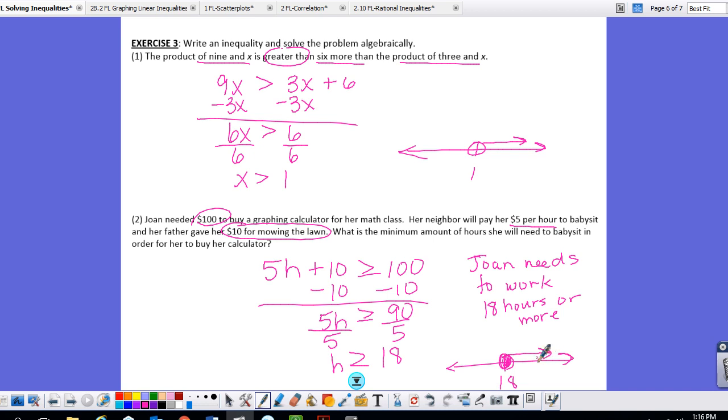So if she works 19 hours, she'll have enough to buy it. If she works 20 hours, she'll have enough to buy it. But if she works 17 hours, she would not have enough.